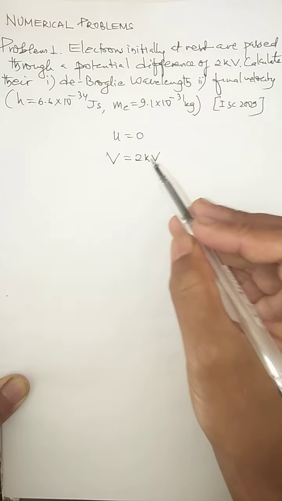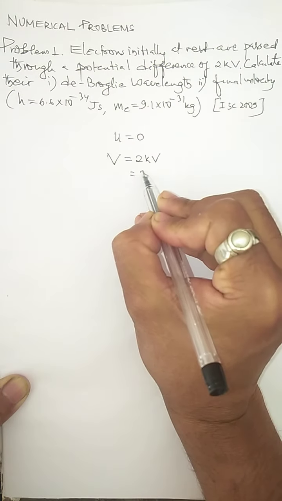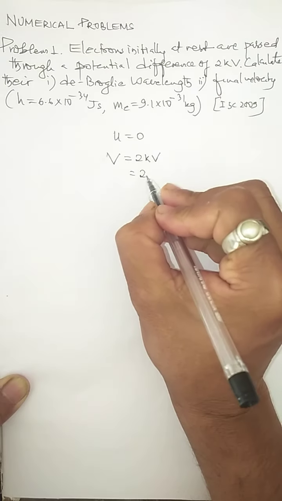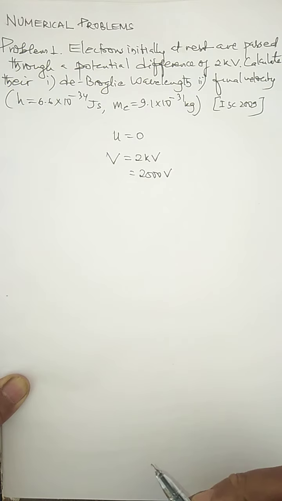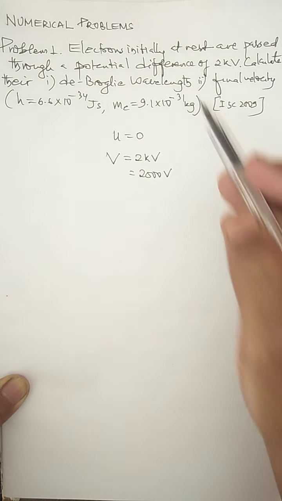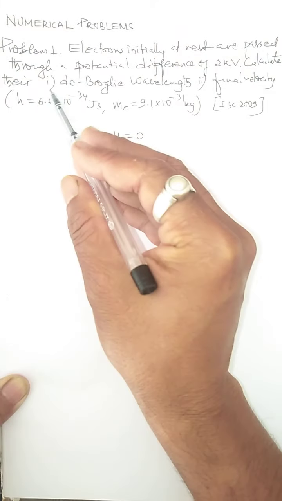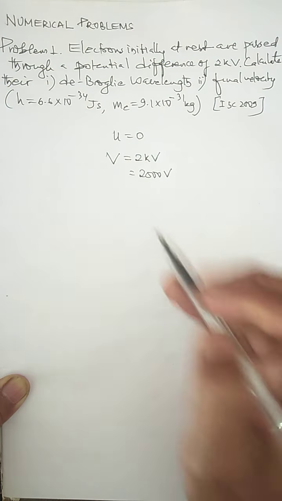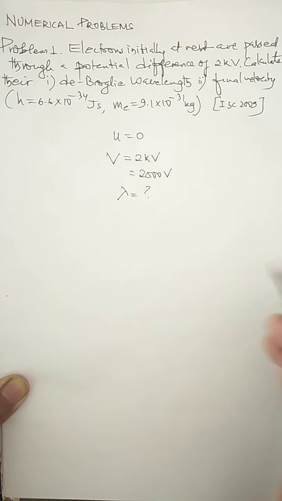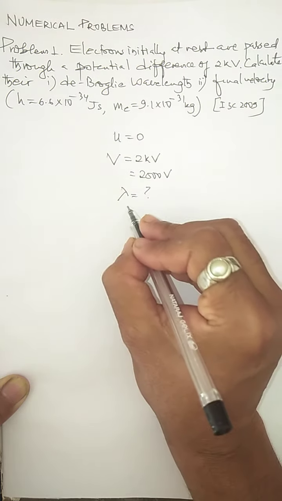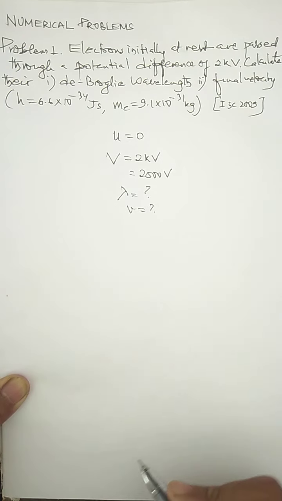But I convert this kilovolt into volt. Kilo means what is the order? 1000. So 2 kilovolt equals 2000 volt. Okay. So what do we need to calculate in this problem? First, the de Broglie wavelength, so we need to find lambda. Then we calculate the final velocity, so V also we need to calculate.